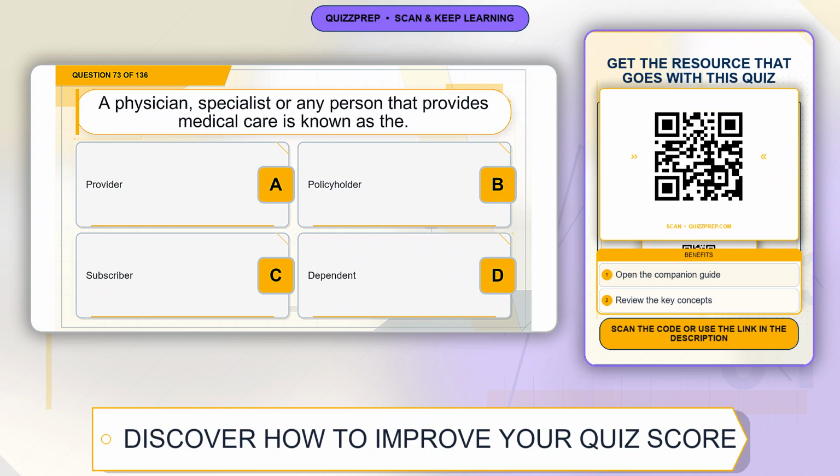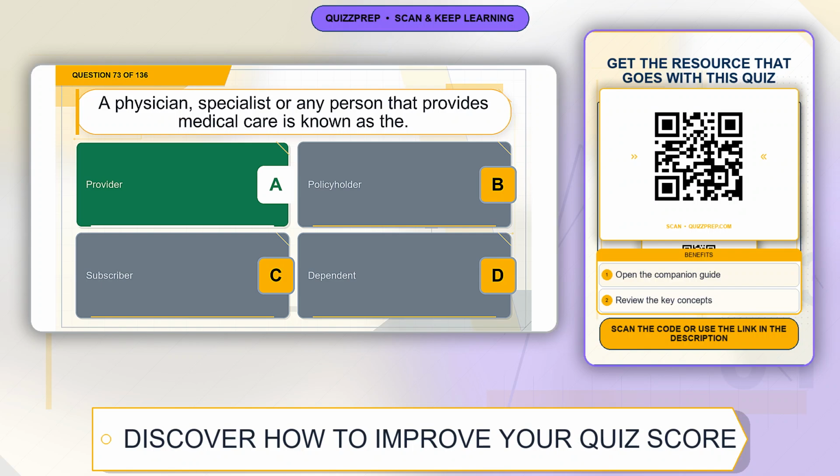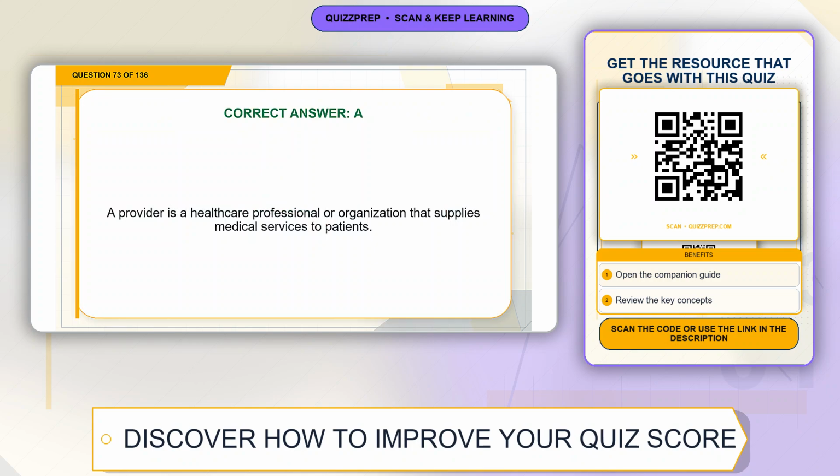Question 73. A physician, specialist or any person that provides medical care is known as the Option A, provider. Option B, policyholder. Option C, subscriber. Option D, dependent. The correct answer is option A, provider. Explanation. A provider is a healthcare professional or organization that supplies medical services to patients.